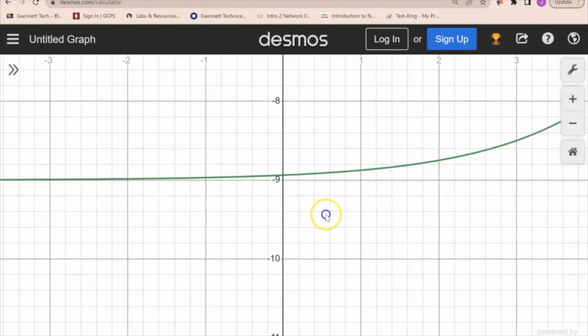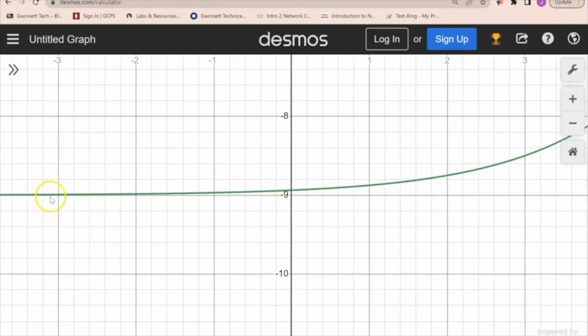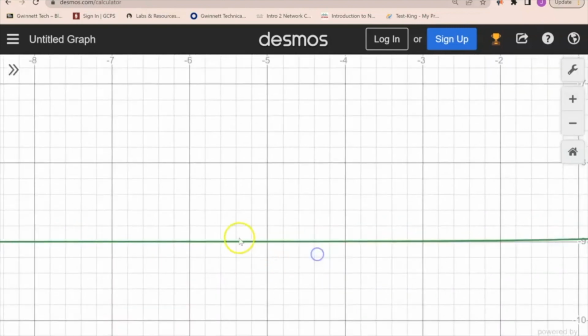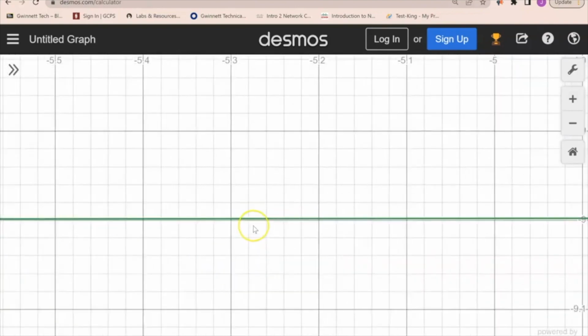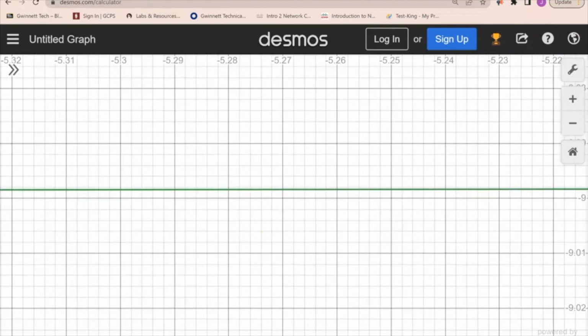All right, so find your graph. Mine's at -9. You know it never touches, because look at this point right here. You think it's touching, but if I zoom in enough, hold on, let me keep zooming. See, it's not touching, because that's an isotope.